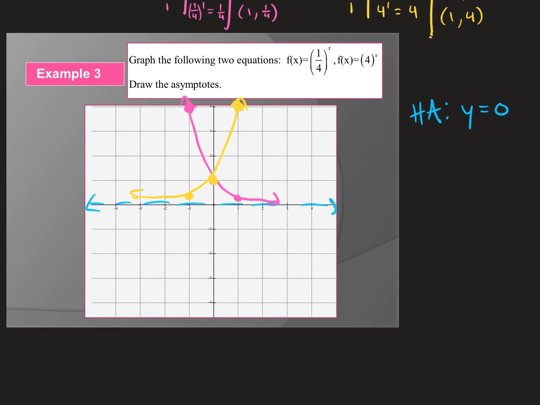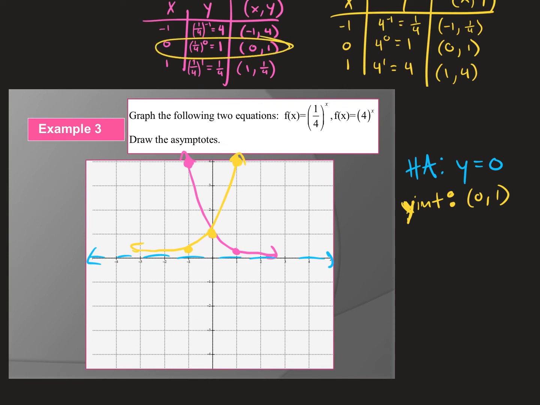We don't have an x-intercept for either, but we have y-intercepts where we cross the y-axis. Our y-intercept is 0, 1 for both. That's where we plugged in 0. Our domain for both graphs is -infinity to infinity, and then our range is from 0 to infinity, just like we did before.